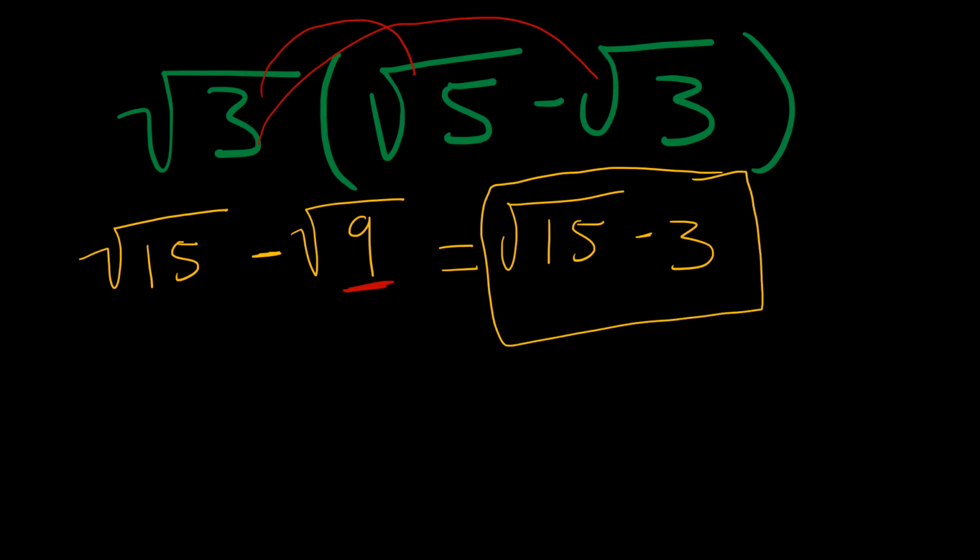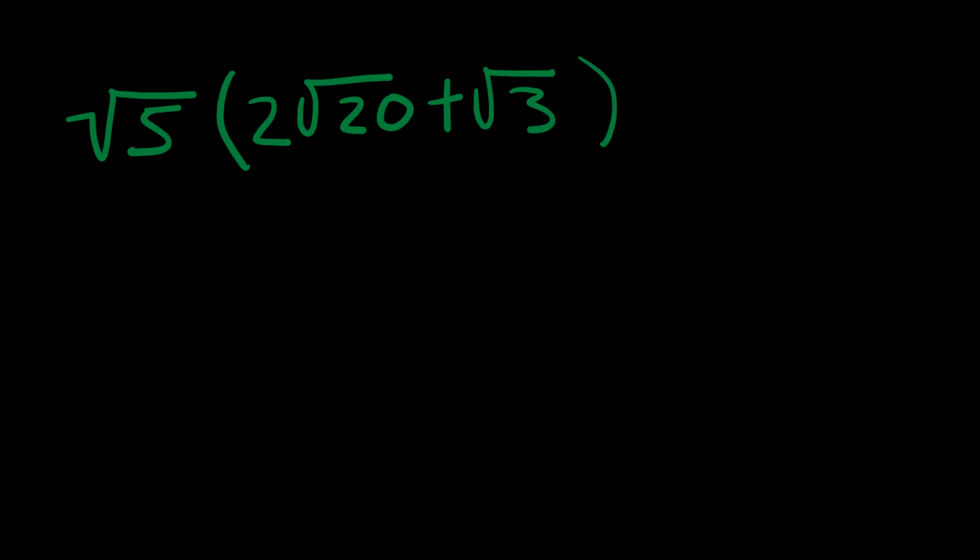Let's do another problem. So now we have the square root of 5 multiplied by 2 times the square root of 20 plus the square root of 3. Pause, take a minute, see if you can figure this one out. Alright, so if you guessed it, we're going to distribute the square root of 5 to the first term, 2 root 20, right? So when I distribute the square root of 5 times 2 root 20, I end up with 2 square root of 5 times 20 is 100.